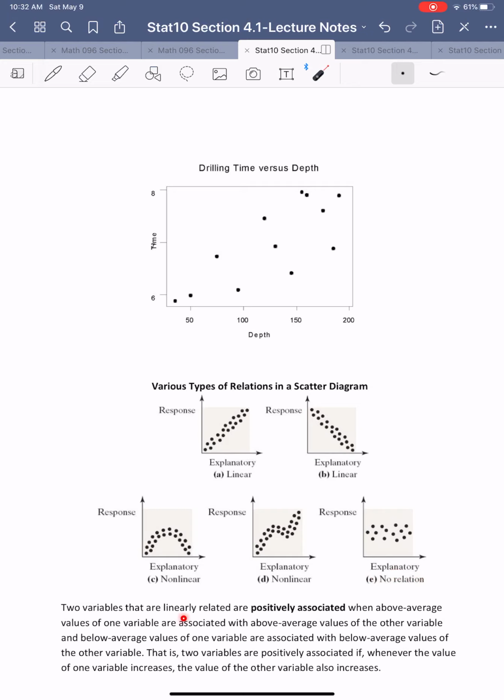Two variables are linearly related and positively associated when above average values of one variable are associated with above average values of the other variable, and below average values of one variable are associated with below average values of the other variable. That is, two variables are positively associated if whenever the value of one variable increases, the value of the other also increases. That's what we call positively associated.